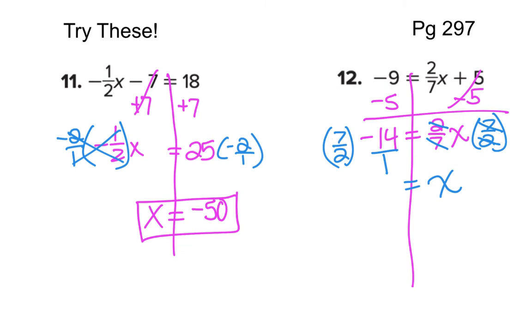I multiply straight across. Actually, sorry, I'm going to simplify before I multiply to make this easier. I can divide 2 out, and I can divide 2 out. And then I have 7 times 7, which is 49. 1 times 1, which is 1, and a positive times a negative, which is a negative. In other words, x is equal to -49.